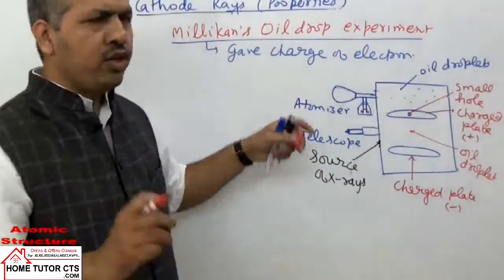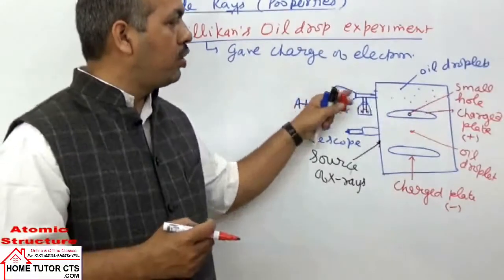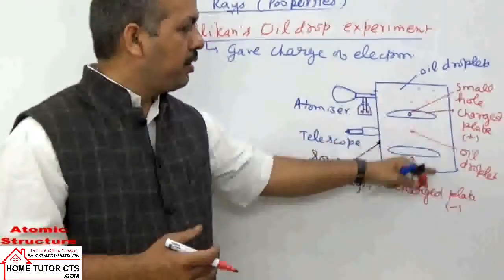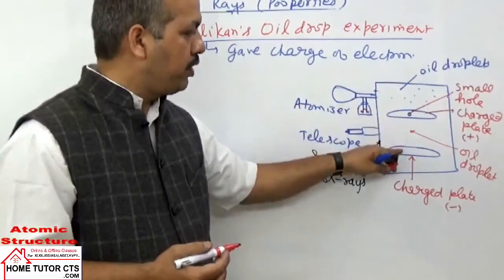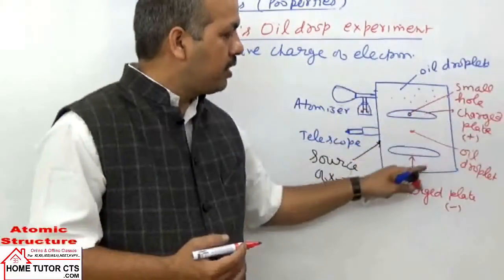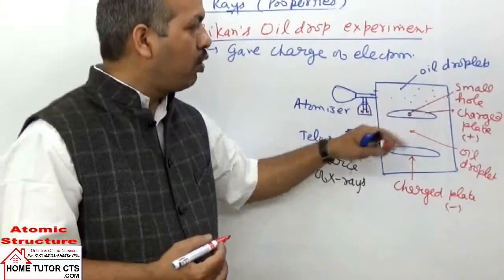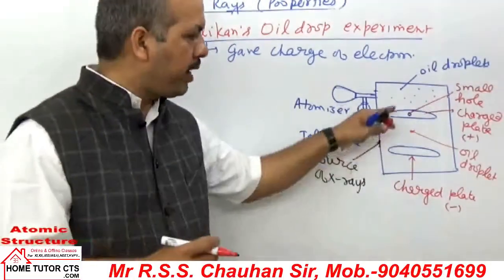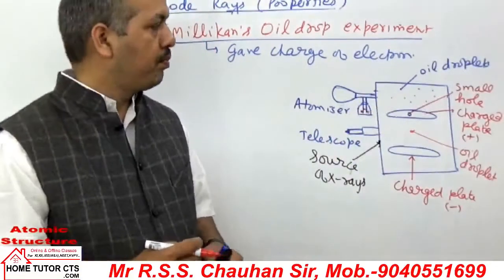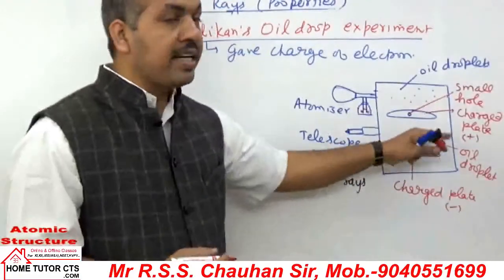From this, small particles or oil droplets are introduced into a chamber. This chamber has two plates. We can call them charged plates. One has positive charge, the other has negative charge, and it has a small hole through which the oil droplet can pass to the lower side. And we have one source of X-rays.